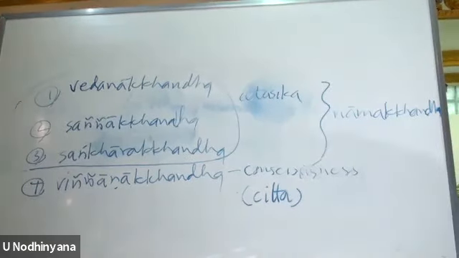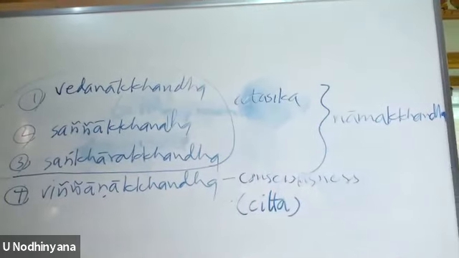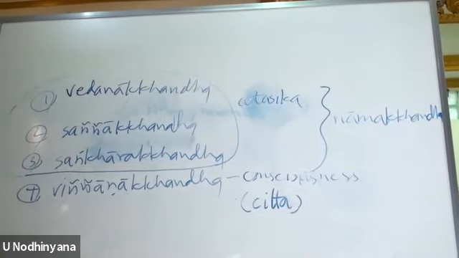Manopubbangama dhamma. Because of this, the dhamma is explained: the three mental aggregates have consciousness, Vinnana khanda, as forerunner. Manoseṭṭha, mind is the most important, the chief. Manomaya, it is mind-made. Without mind, there are no cetasikas.